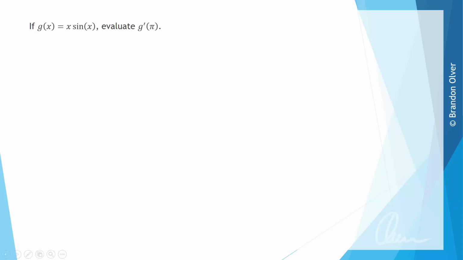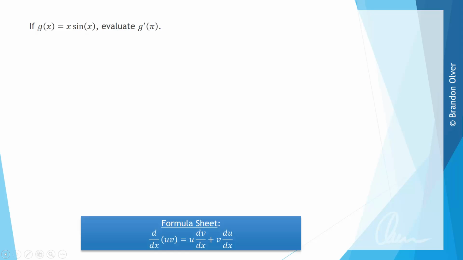If g of x equals x times sine of x, evaluate the derivative when x equals pi. So we have two functions that are multiplied together, x times sine of x. So that means that we have to use the product rule for differentiation.